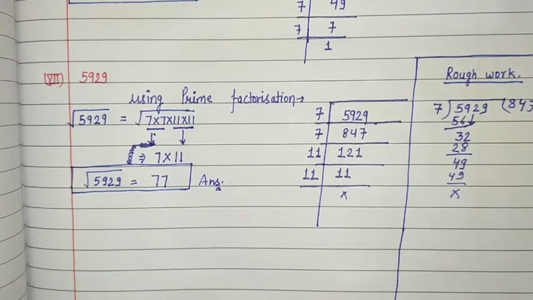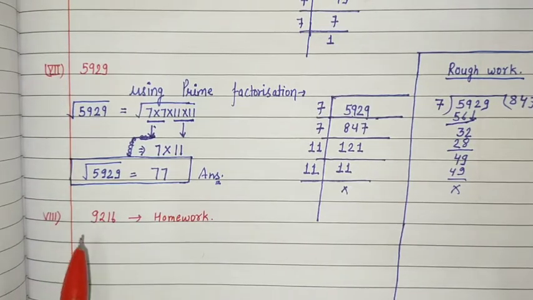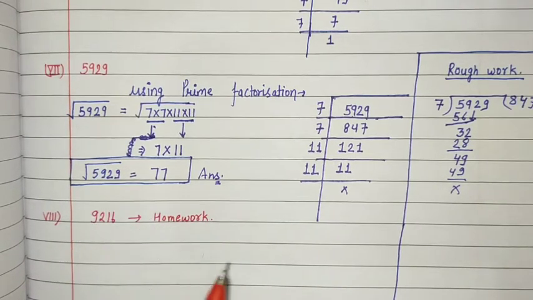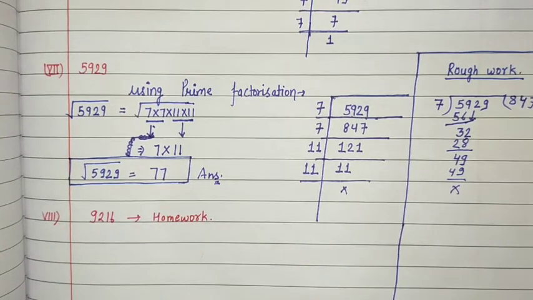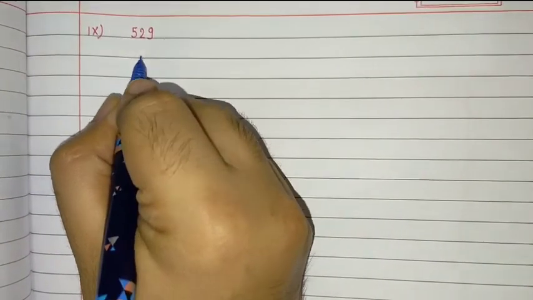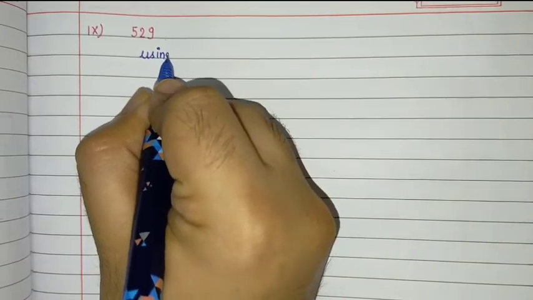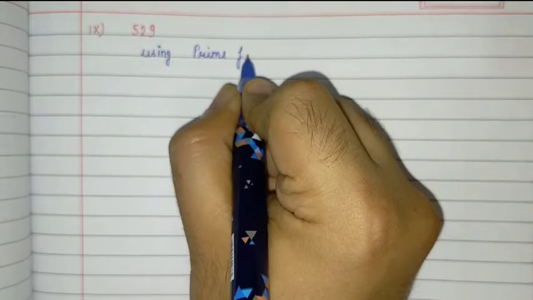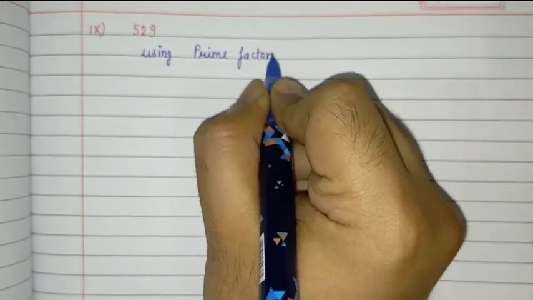Now move to the eighth part. This part is similar to the previous one, so this is your homework. The ninth part is 529, using the prime factorization method.